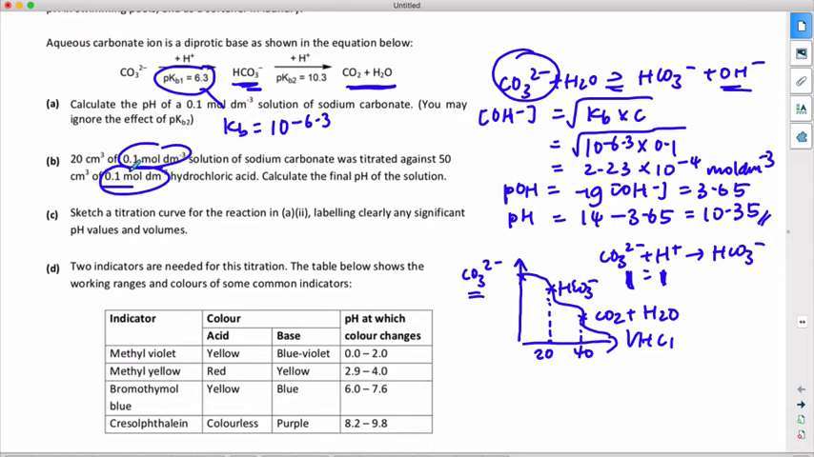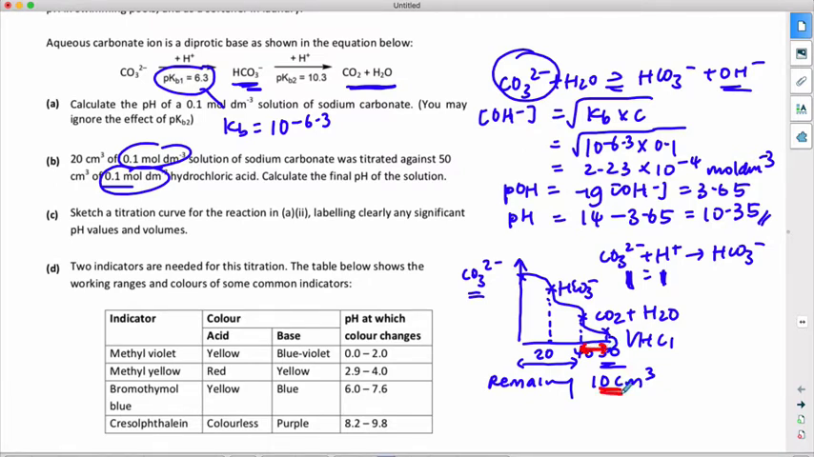So the question is asking for 50. So actually it's this point, 50. Okay, so you have to take note that when I added 50 cm3 of HCl, the first 40 cm3 of HCl has completely reacted. So there's actually only the remaining 10 cm3, which is this part here, that remains as HCl.